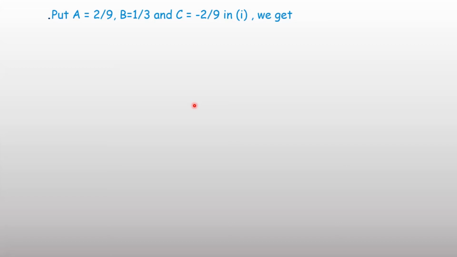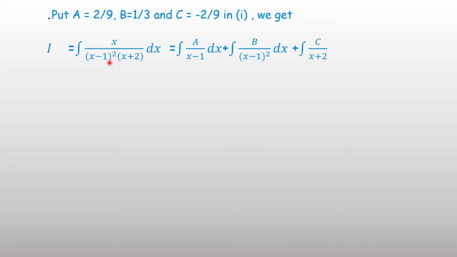Put the values of A, B and C in equation first. We will get the result as I equal to integration of x upon (x minus 1) whole square into (x plus 2) equal to A upon (x minus 1). Value of A is 2 upon 9. Therefore, integration of 2 upon 9 upon (x minus 1) dx plus B upon (x minus 1) whole square.